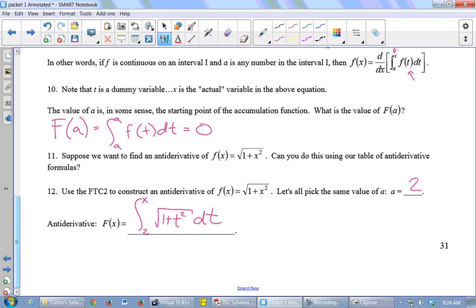Right, so I don't have a nice, neat, pretty formula for an antiderivative, but this is an antiderivative. It's an area accumulation function where I accumulate area from 2 to the variable, whatever I plug in for x. So I could create a table of values for this. I could plot the points. I can study this antiderivative even though I can't come up with a formula.